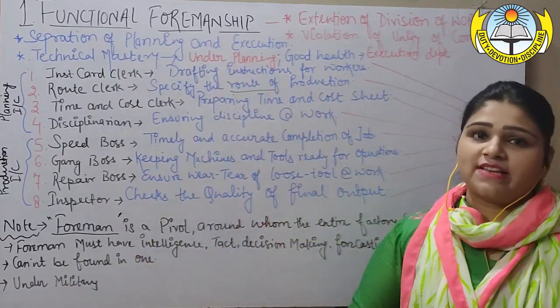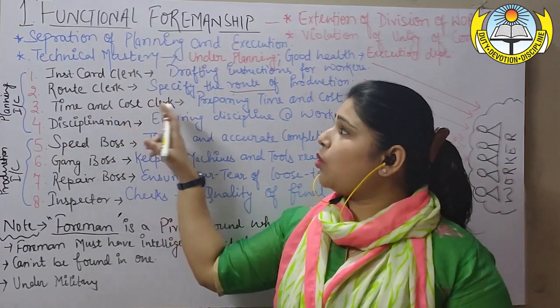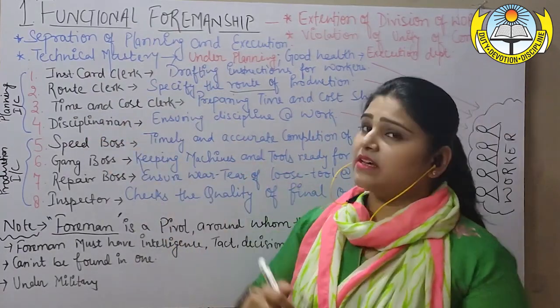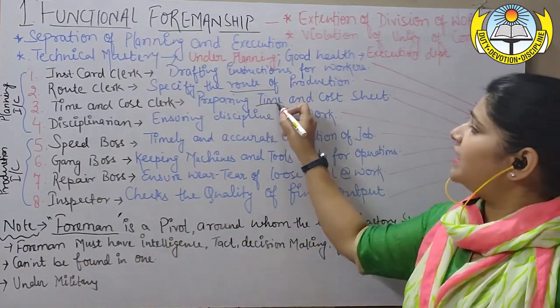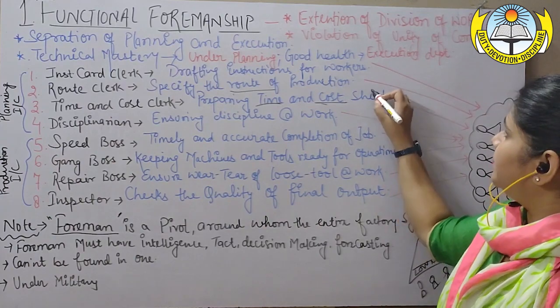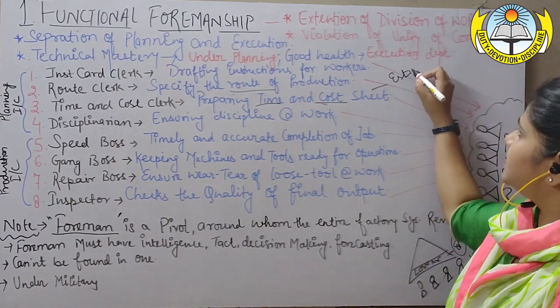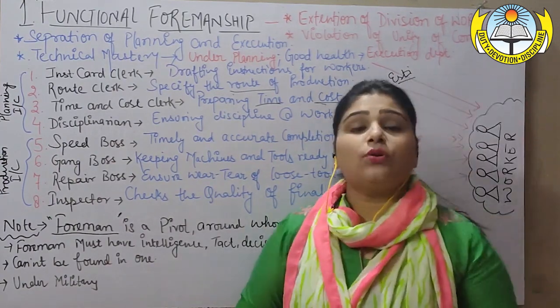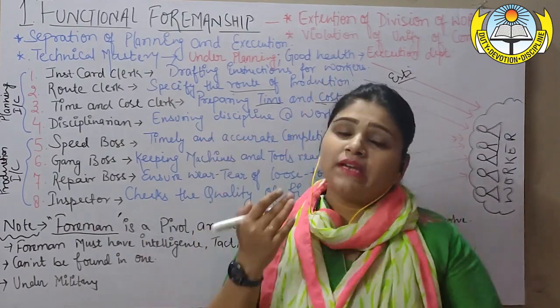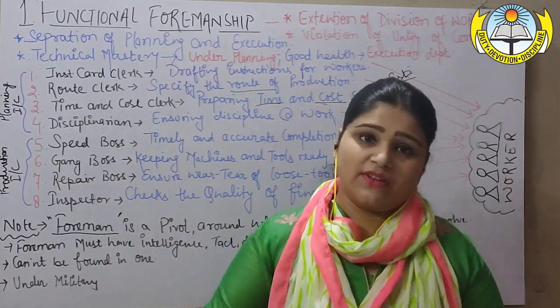So Taylor also suggested that there has to be a time and cost clerk. What will be the job of this time and cost clerk? This time and cost clerk will prepare a time and cost sheet. Remember, here is the estimation. They are providing us the estimated time to be taken to complete a work. Also, the estimated cost to be incurred for the final production of the given output.